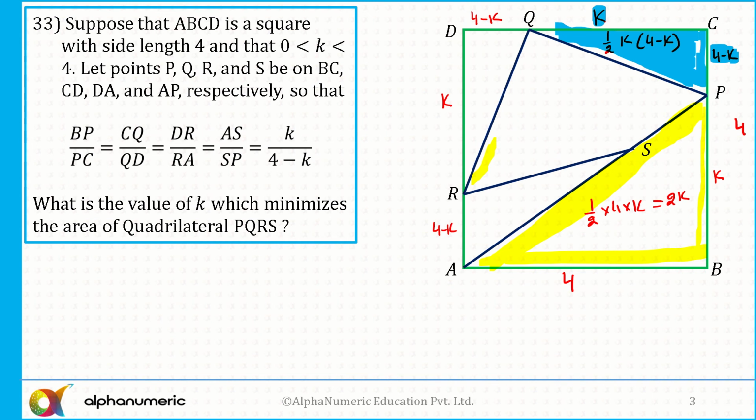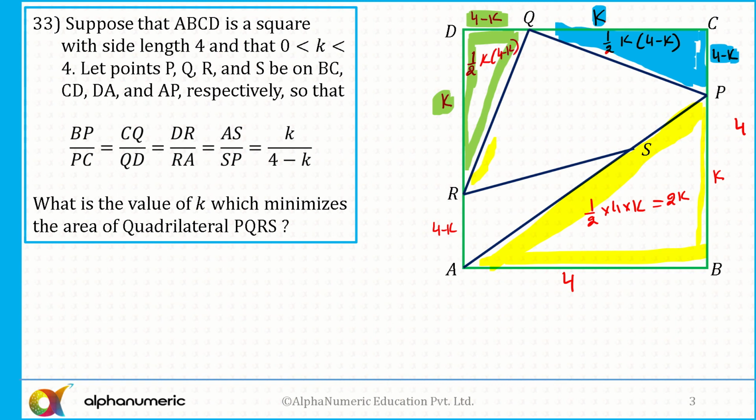Similarly, let's try to find out the area of other triangles also. If I'm talking about the area of this triangle, this particular triangle, what is the base? This is equal to K and the height is 4 minus K. So what is the area of this triangle? This will be equal to half into K into 4 minus K.